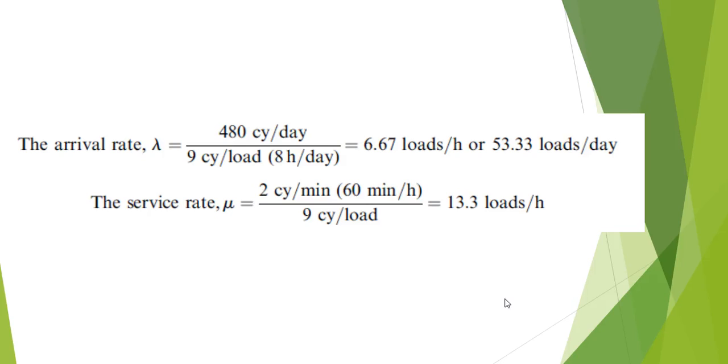And so you can also have a service rate, mu. It's 2 cubic yards per minute. If there's 60 minutes in an hour, and you know that you have 9 cubic yards per load, you're going to have 13.3 loads per hour. Okay. Arrival rate, 6.67 loads per hour. Service rate is 13.3 loads per hour.